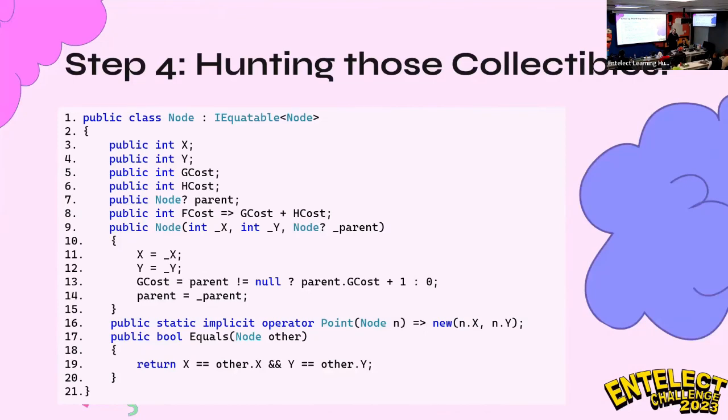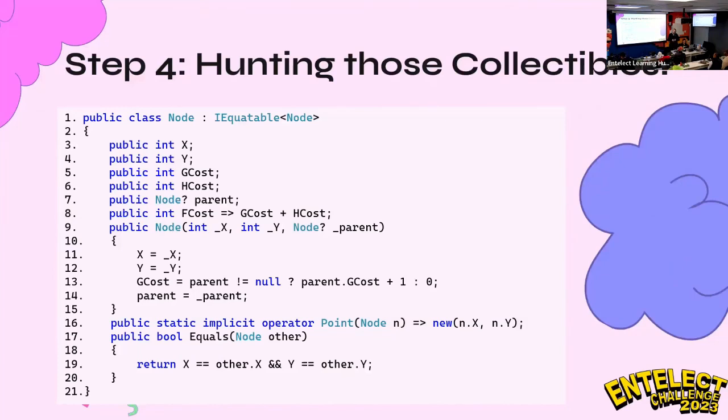And other than that, we add an operator to basically cast our node to a point. It'll essentially just return the X and Y coordinates as a point. It's not necessary, but it does help make things a little bit cleaner. And then we also add an equals function, because when we are comparing whether 2 nodes are the same, we don't care about the individual costs. We just care about if they are in the same space.